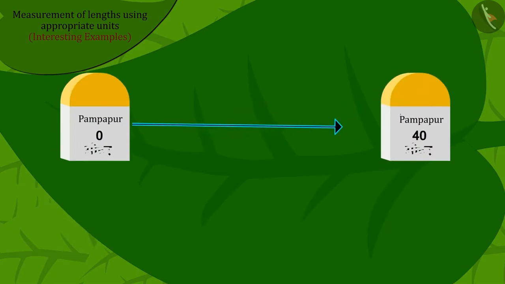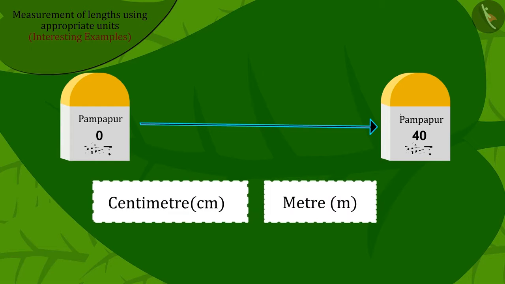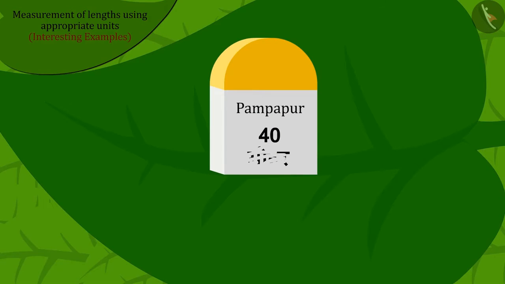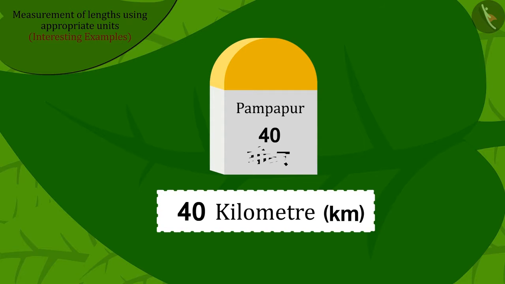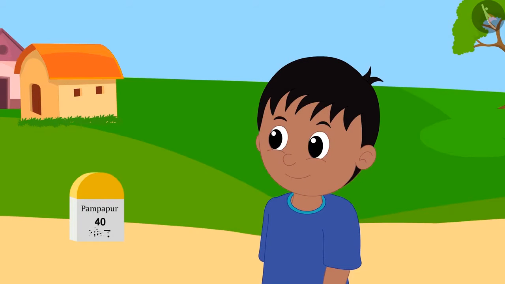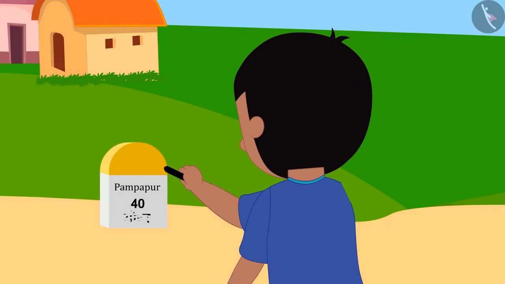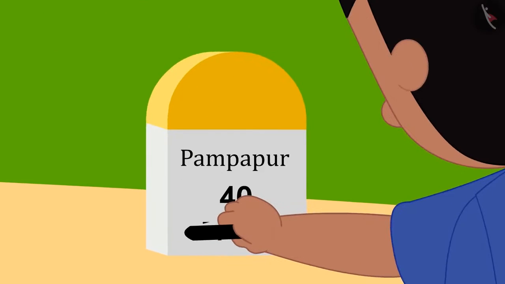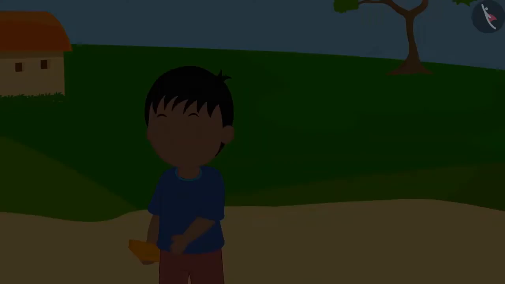Because the distance between places is very long. We cannot write them using centimeters or meters. Hence, the distance from there to Pampapur will be 40 kilometers. Raju found the right answer with your help. Then, he took a piece of coal and wrote 40 kilometers in this way and returned to his home.